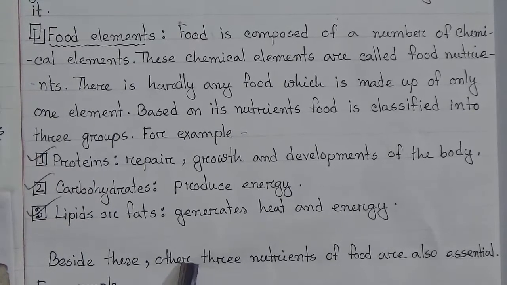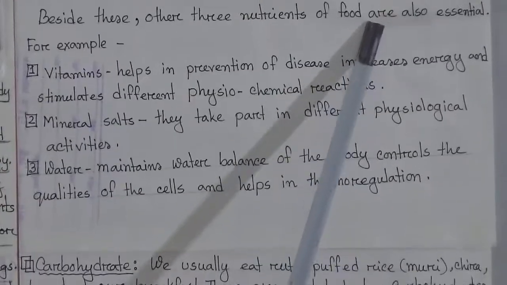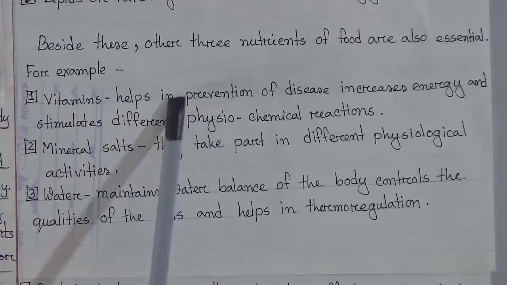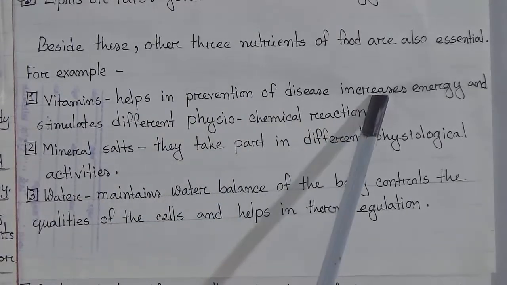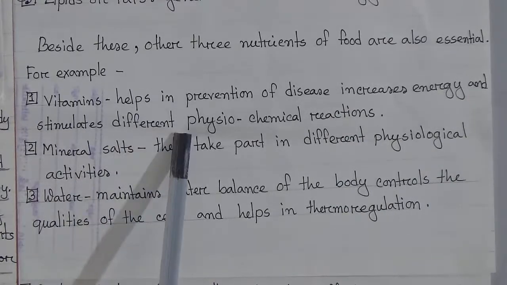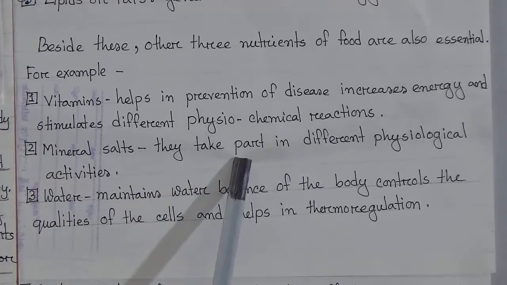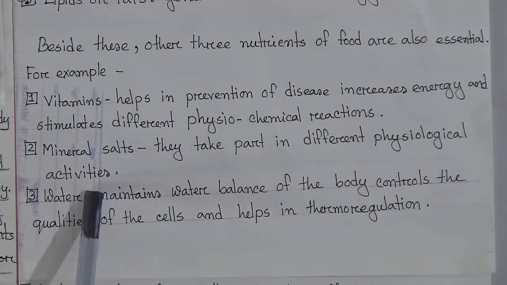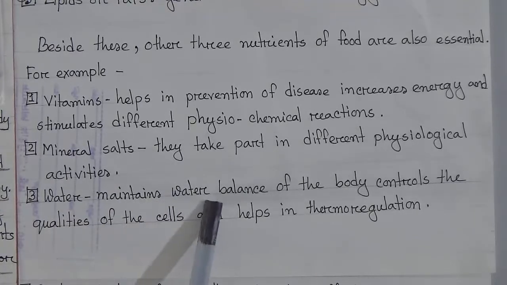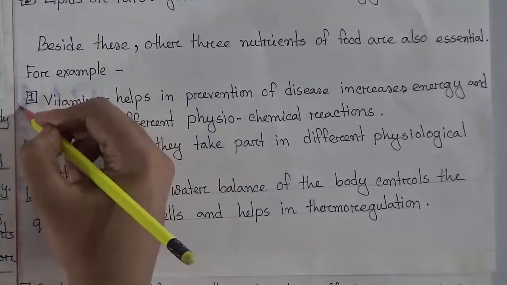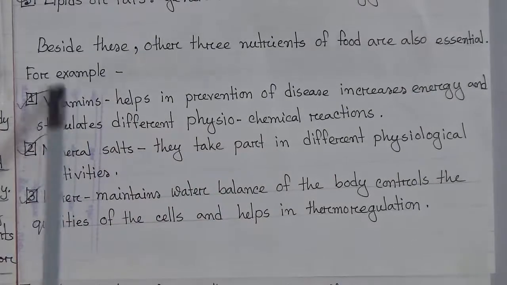Besides these, other three nutrients of food are also essential. For example, vitamins. The function of vitamins is to help in prevention of disease, increasing energy and stimulation of different physiochemical reactions. The second one is mineral salts. They take part in different physiological activities. Third one is water. It maintains water balance in the body, controls the qualities of the cells and helps in thermoregulation. Dear students, mark these 3 points also.